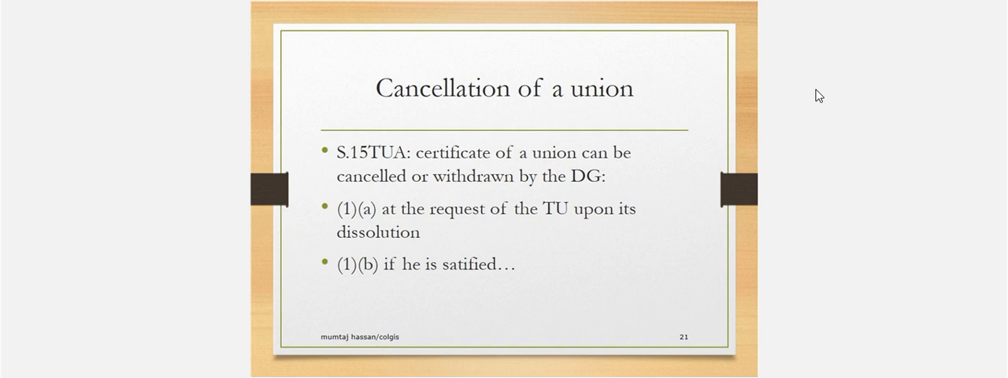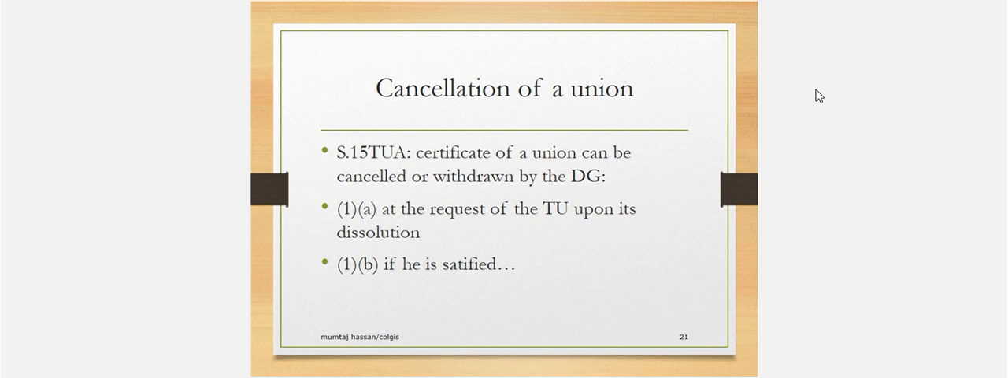Okay, so a trade union, even though it's registered, once it's registered, a certificate will be given. The certificate can be cancelled also. Okay, it can be also withdrawn. So how? At first is where the trade union requests to be dissolved, because the trade union does not want to protect a particular group of employees. Okay, they want to dissolve. Dissolve means dibubarkan. Okay, or here the Director General is satisfied.